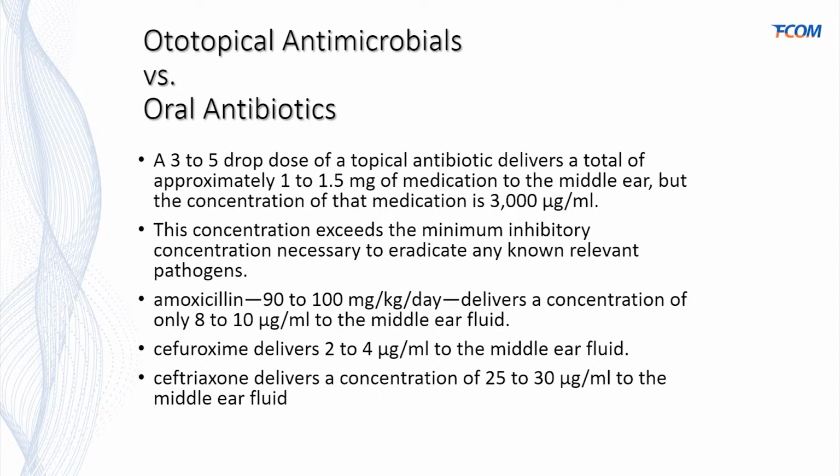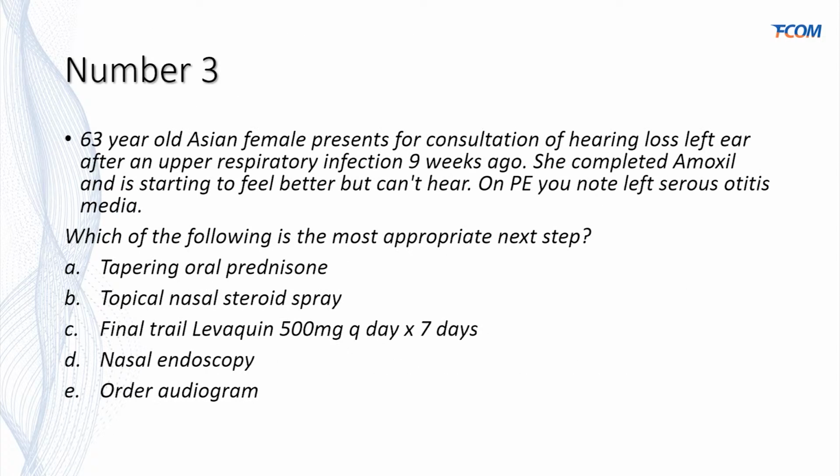When you compare that to the properties of penicillin-based antibiotics, such as amoxicillin at 90 to 100 milligrams per kilogram per day, that only delivers a concentration of only about 8 to 10 micrograms. Well, what about Rocephin or ceftriaxone? That delivers only 25 to 30 micrograms. So again, if there's otorrhea, otic topical drops, specifically fluoroquinolones, which is ofloxacin and ciprofloxacin, are the treatment of choice.